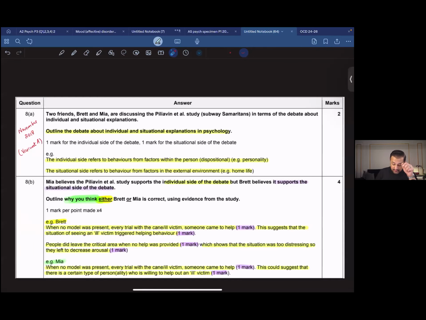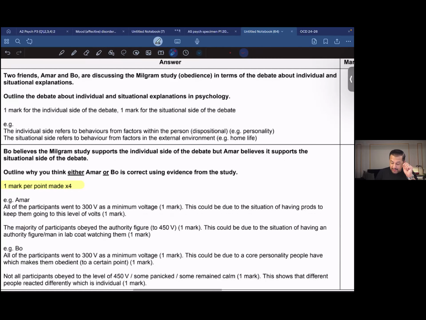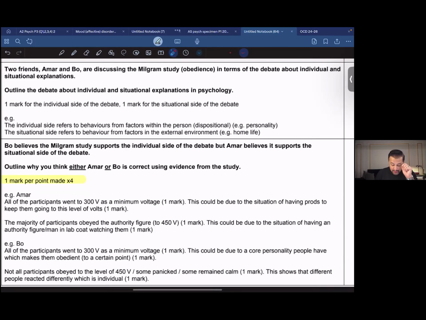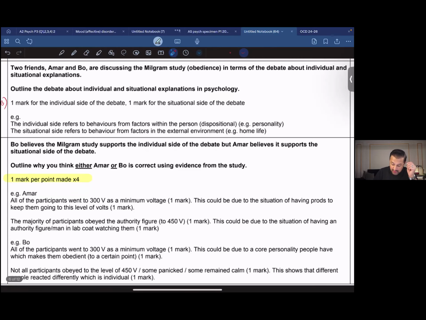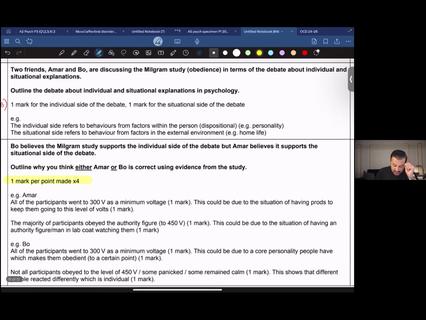Taking this a little further from here, another question from November 2018, variant B. Two friends, Amar and Bo, are discussing the Milgram study, obedience, in terms of the debate about individual and situational explanation. Again, outlining the debate about individual and situational explanation in psychology. The individual side refers to behaviors from factors within the person, that is disposition or personality. The situation side refers to behavior from factors in the external environment, for example, your home life.